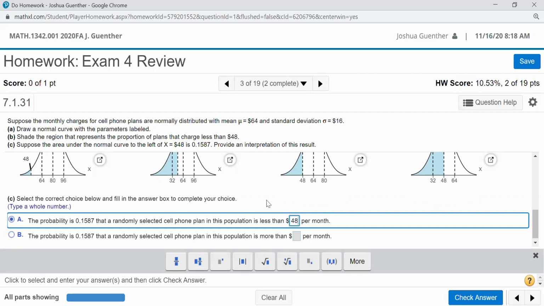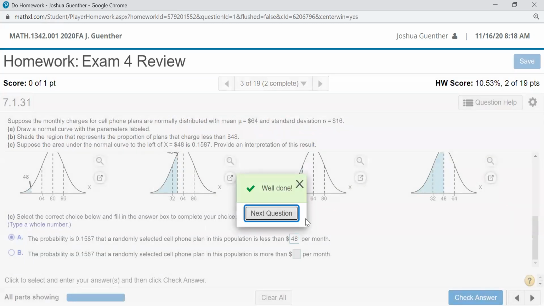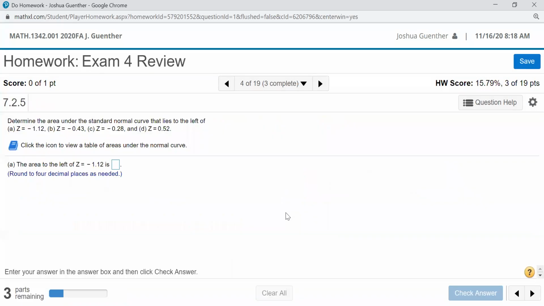The area to the left of x equals 48 is 0.1587. Thus, the probability of being less than 48 is 0.1587. Not so bad, not so bad.